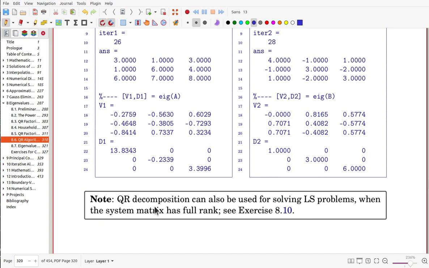The QR decomposition can also be used for solving least squares problems when the system matrix has full rank, and you will solve least squares problems by using QR decomposition.